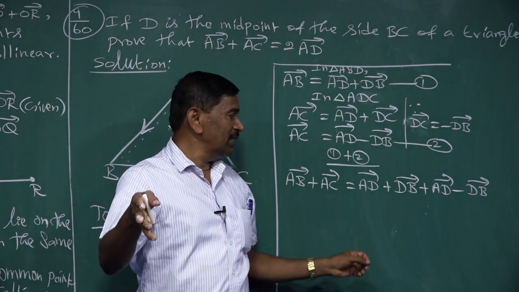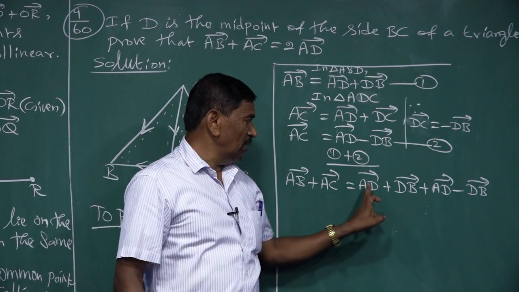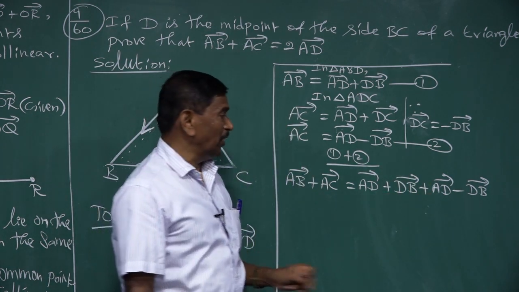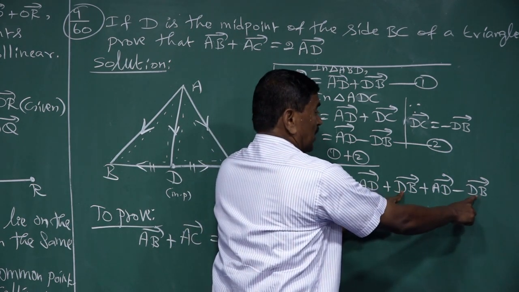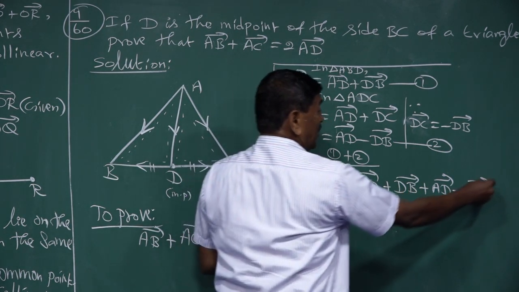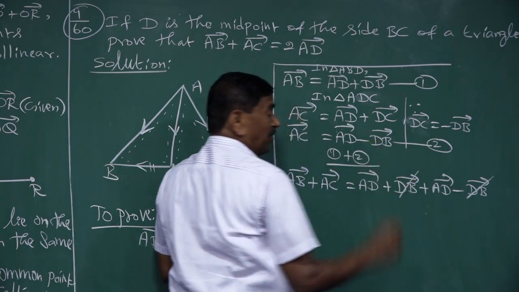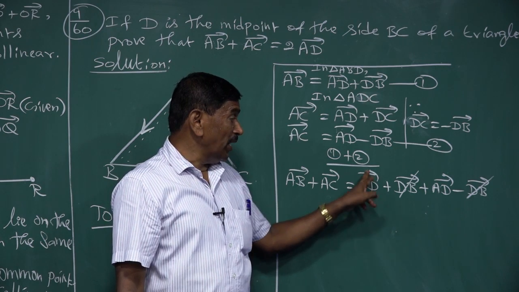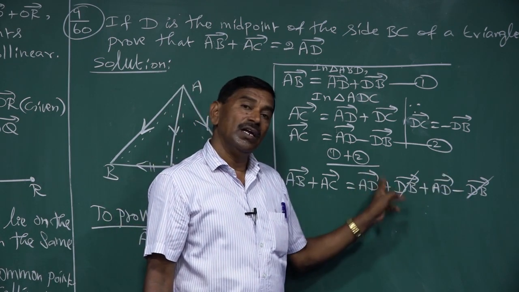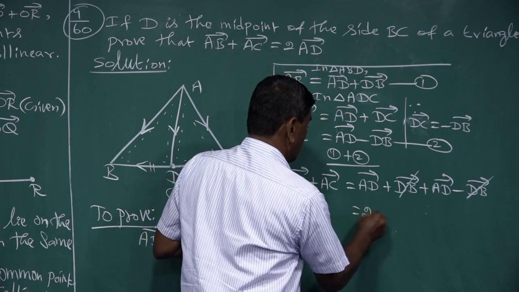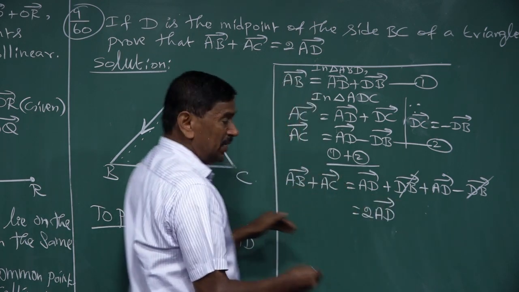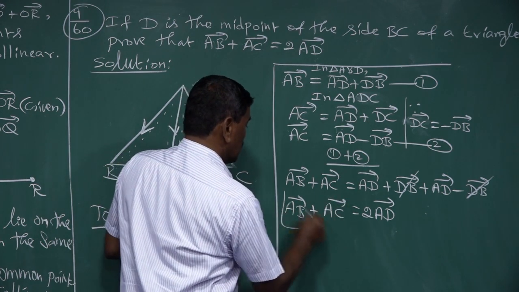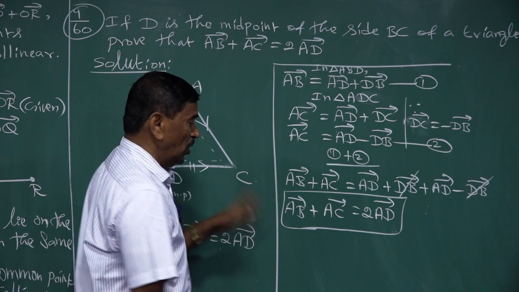Okay. Now, simplify yourself. How many terms are there? Yes, there are 4 terms. 1, 2, 3, 4. Is there any cancellation? Yes, very good. Positive and negative cancel. Minus DB vector plus DB vector cancel. Next, plus 1 AD, plus 1 AD. So, totally twice of AD, which is equal to 2AD. Whose left hand side is AB vector plus AC vector. So, which is the result which we have to prove. So, hence proved.